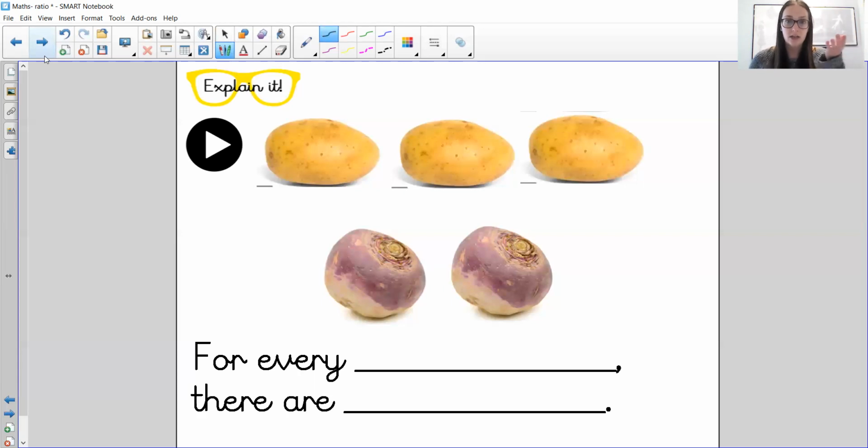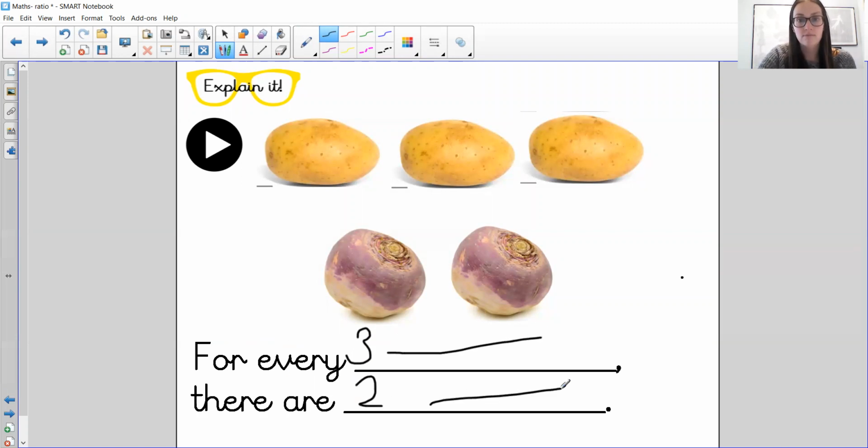Well, we've got potatoes along the top and we've got turnips. I think they are turnips. So I want you to think, what is the number sentence? For every something, there are something. Go. So hopefully you can say for every 3, and I would write potatoes, but it's taking me a very long time. So for every 3 potatoes, there are 2 turnips.